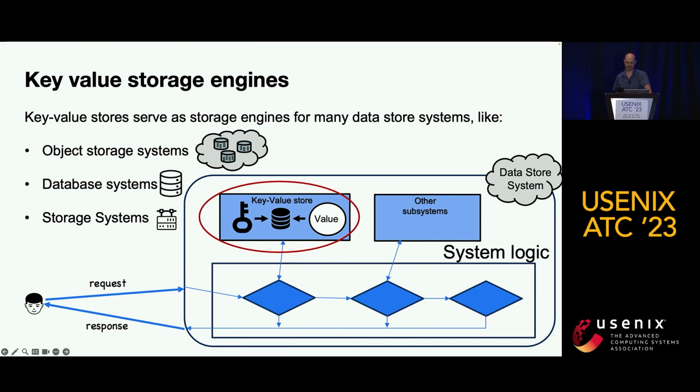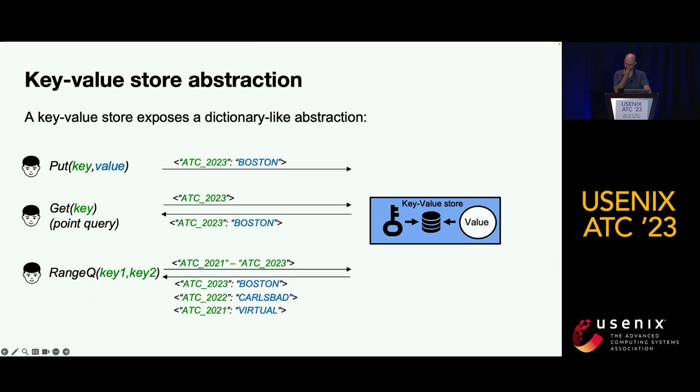Many data store systems, such as object storage, databases, and storage systems, use key-value stores as their storage engine. In the figure, you can see a user sending a request to the system. The key-value store is the storage engine of the system, and the system returns a response to the user. A key-value store provides a dictionary-like abstraction with the following operations. Put associates a value with the key. Get, also called point query, returns the value that is associated with the key. And range query retrieves the values of keys in a specific range.